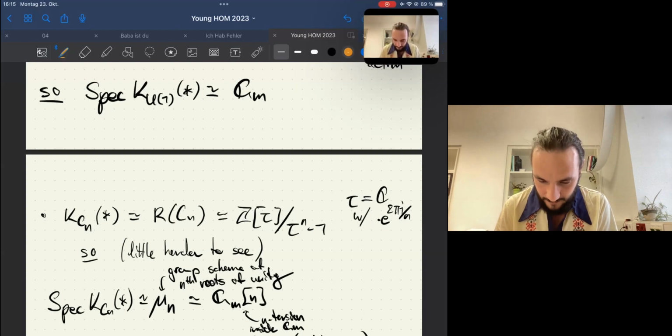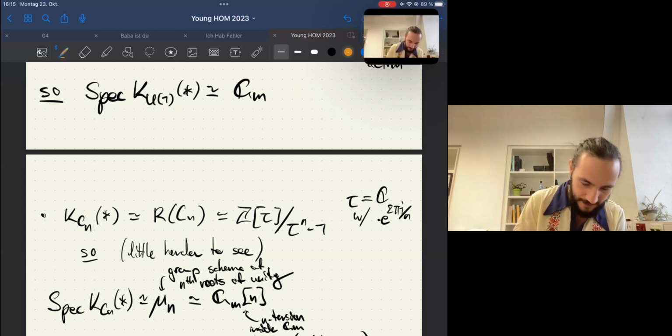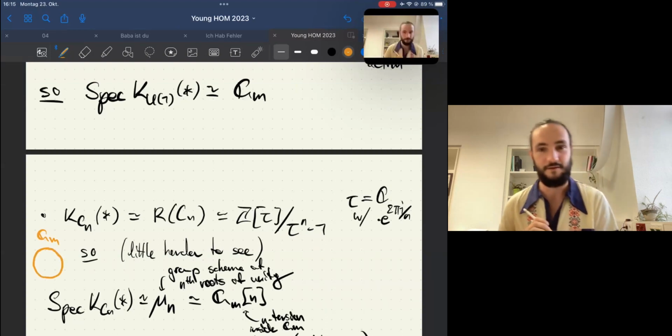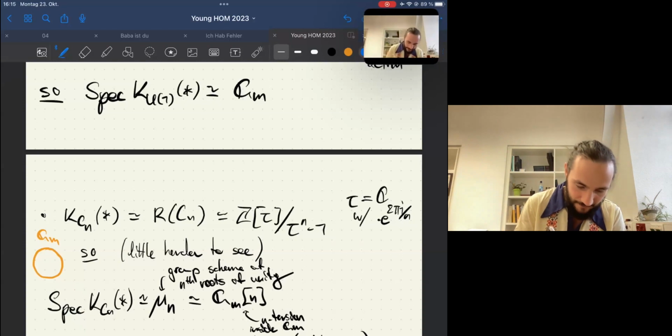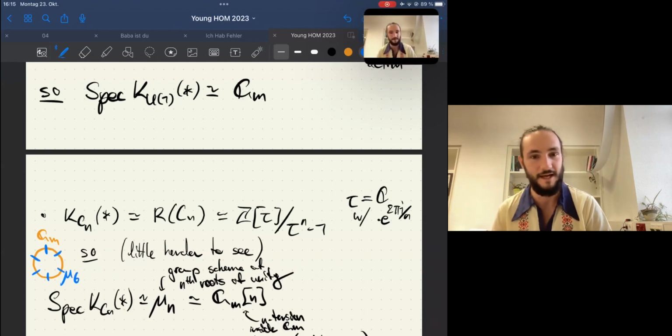So I'll draw a little cartoon here. If you think about Gm as being like S1, a sort of circle like this, then the roots of unity are really just the classical roots of unity of the complex numbers. So for example, this would be mu 6 sitting inside Gm.